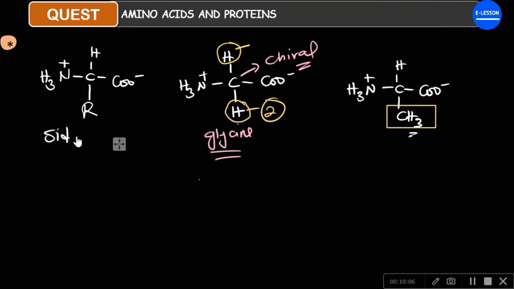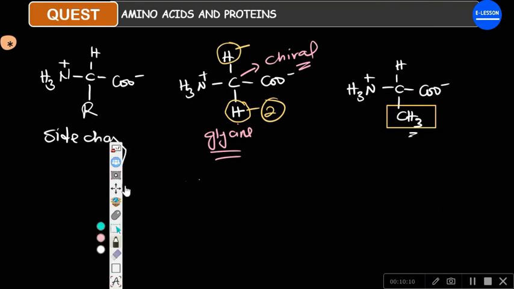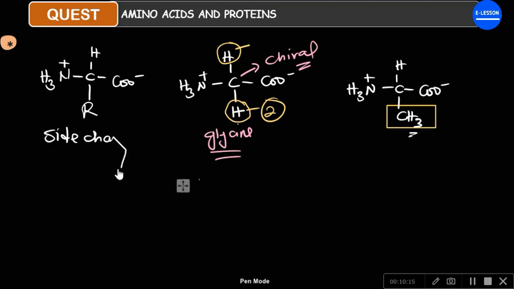Now, this is a very good question that you may be asked in theory. In objective, all amino acids differ from each other by their what? The correct answer is side chain. All amino acids differ from each other by their side chain. Is that okay? Do you understand that concept?